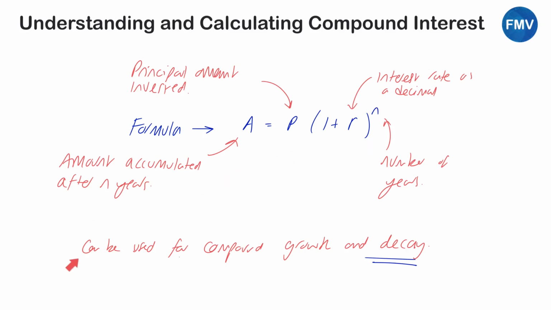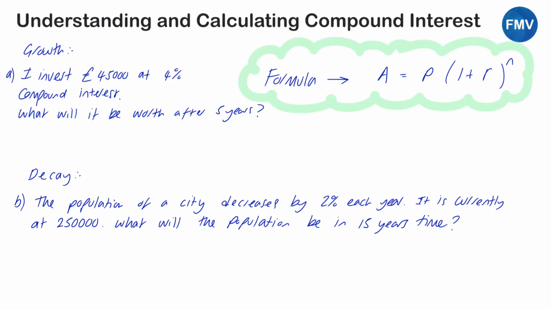Now, what we ought to recognise is it can be used for compound growth and also what's called compound decay. So we'll look at one of those examples in a moment. So compound growth is things like bank interest. So let's finish off with one final growth question and then one decay question. So going back to this, and we've got our formula up here to remind us. I invest £45,000. Well, my formula A equals, my principal sum is £45,000. That was the P. I invest it at 4%. Well, that is 1 plus 0.04, all raised to the power of n.